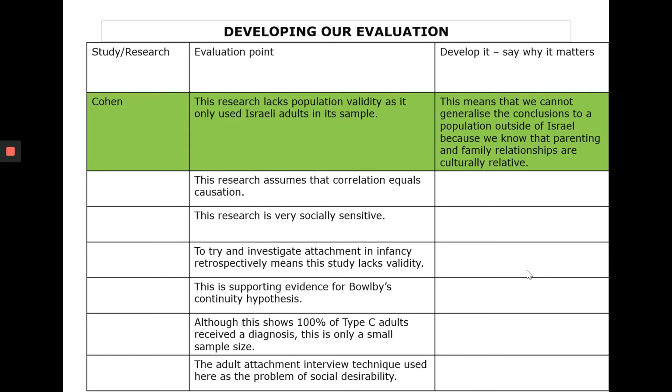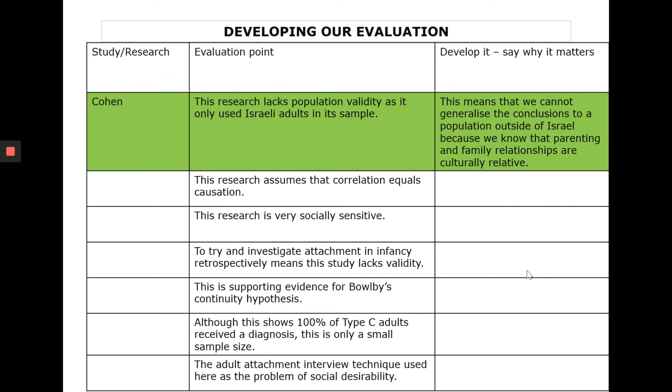Moving on from then, I want us to really start to develop our evaluation around these pieces of research on this topic of how it affects later life. So I've done the first one on there as a modelled example for you. So the middle column is our evaluation point. They actually are mostly criticisms, although there is one strength in there, because remember, evaluation can be strengths as well as weaknesses.